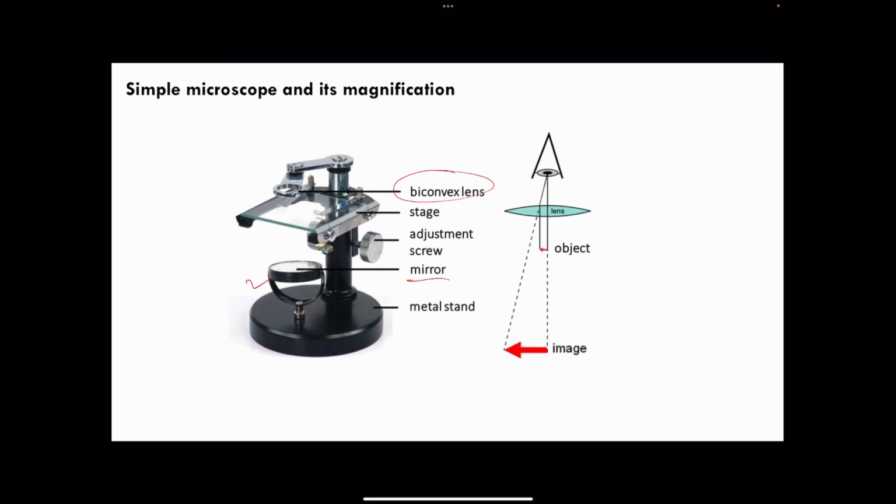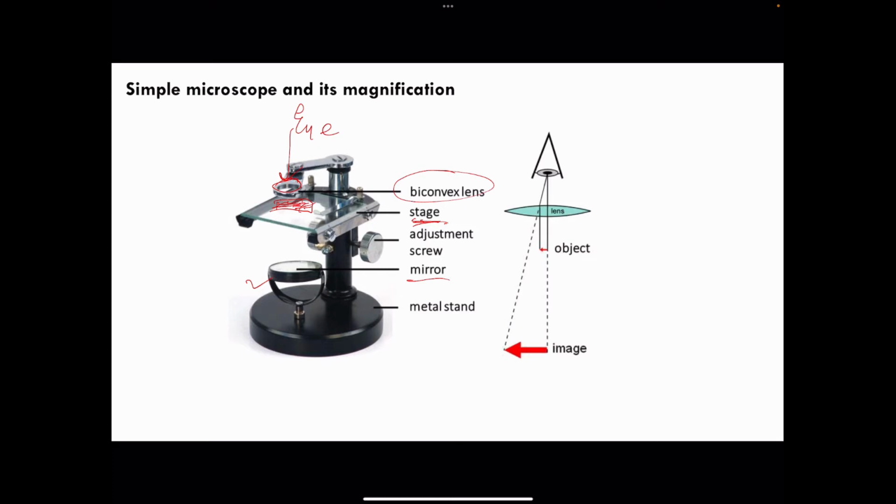Now, we have to focus and magnify the object. We keep the sample or the object beneath the lens and observe from the top to perform the dissection. So from here your eye will be there, this is the convex lens, and this is where your sample will be. And if you want to do dissection, this is basically the stage where you can keep the sample and do the dissection.